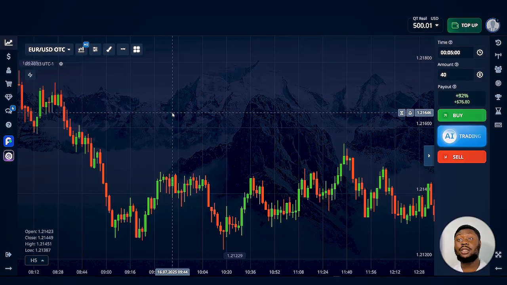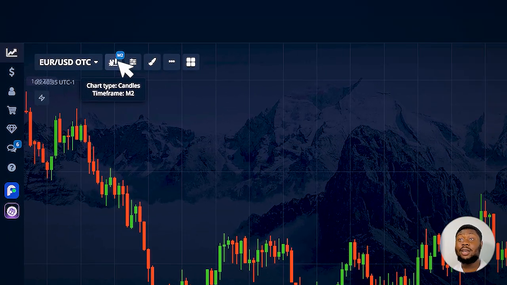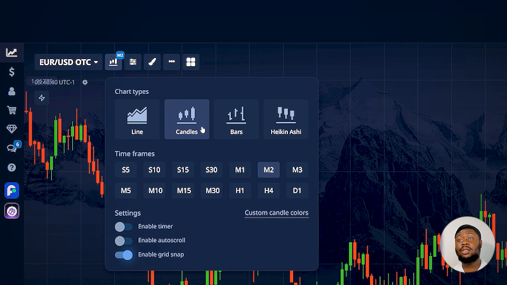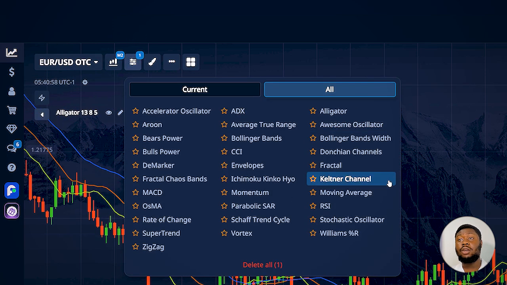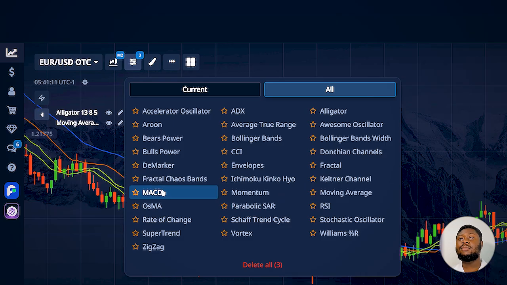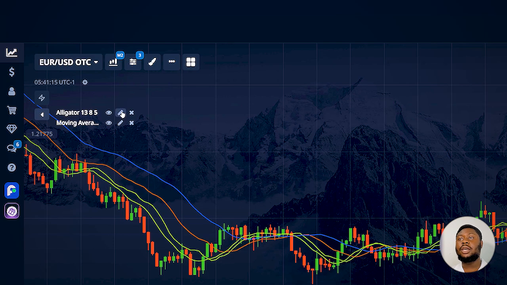Let me show you the settings I use. In this strategy, I use a candlestick chart type, and the time frame will be 2 minutes. Now let's turn on the indicators, which will be alligator, moving average, and MACD. Let's configure the alligator indicator.